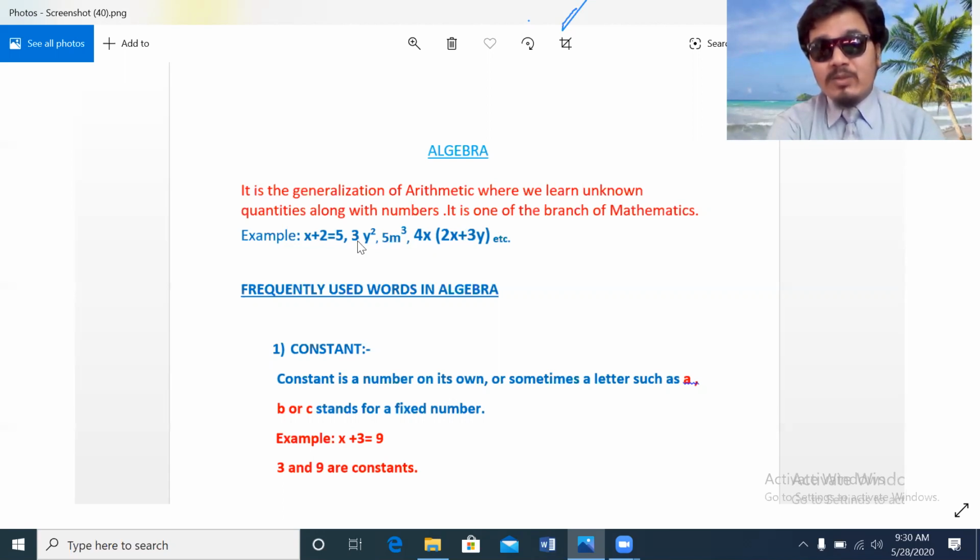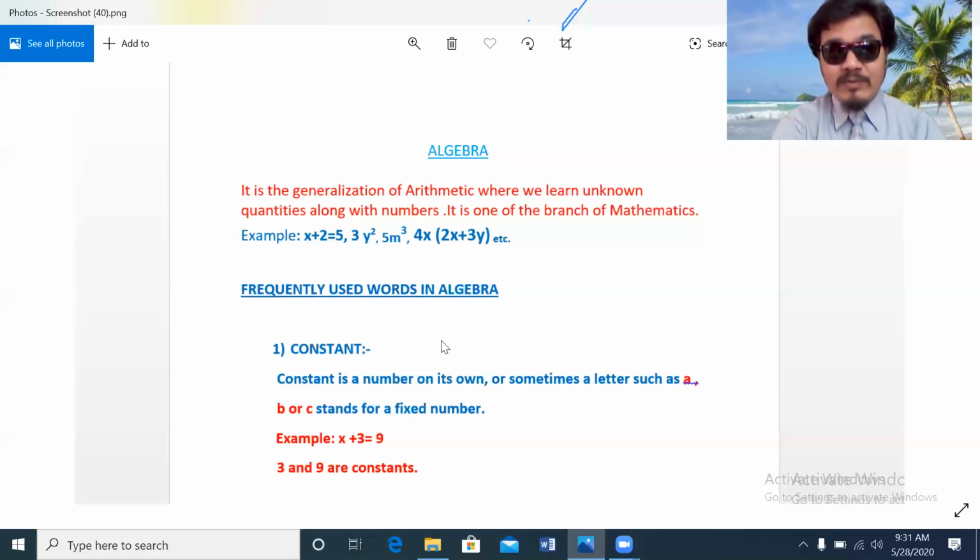Here is another one: 3y square, and 5m, and 4x multiplied with the bracket 2x plus 3y, where the bracket means multiply. This is also an introduction to algebra. Now, below this definition, some frequently used words in algebra are written. What are the words that frequently come in algebra? That is explained below. First of all, I have written constant.